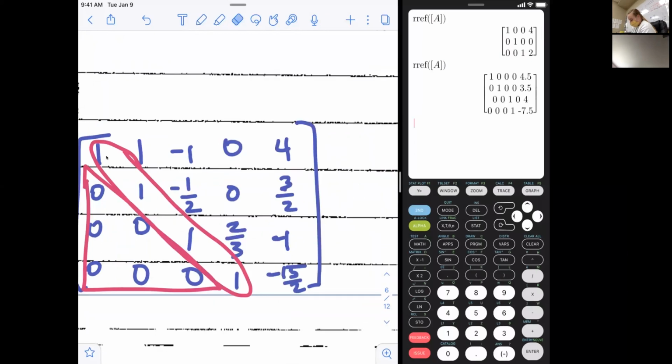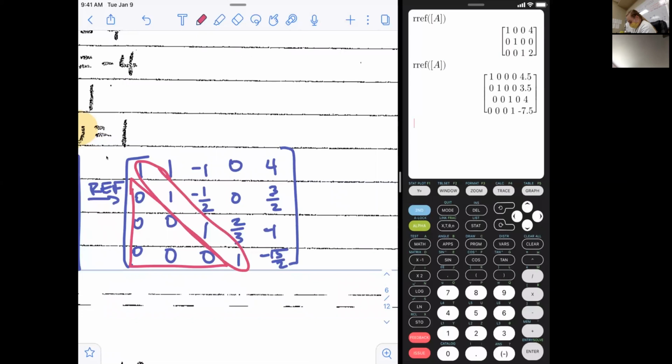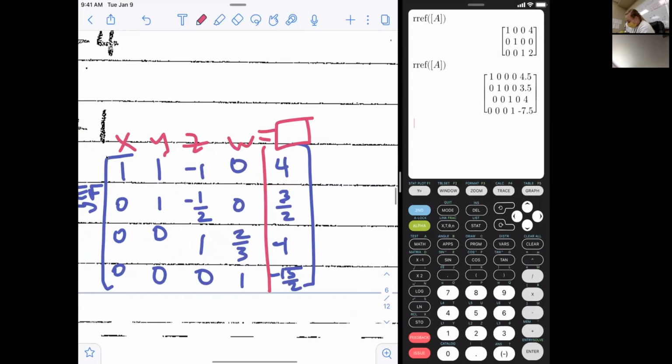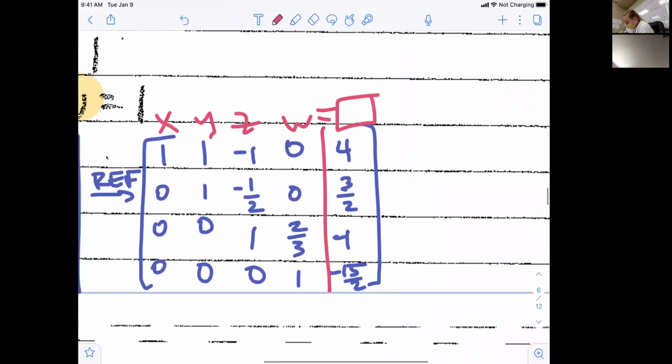Now I want to write my equations from here. Remember that my columns went x, y, z, w, and then it equals my answer. I can start at the top on this one. I just started at the bottom last time because I thought it made more sense. So the first one, I have 1 in the x column, so I've got 1x plus 1y minus 1z, no w's, equals 4.